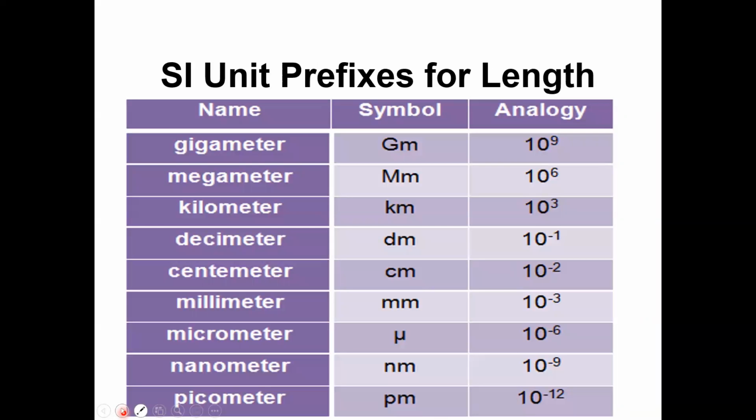The SI unit prefixes for length: the gigameter, 10 to 9, megameter, 10 to 6, kilometer, 10 to 3. These are the largest quantities of the length, and the smaller ones are the decimeter, centimeter, millimeter, micrometer, nanometer, and the picometer, which start from 10 to minus 1 to 10 to minus 12.